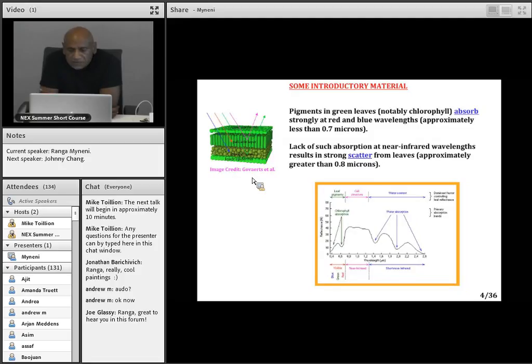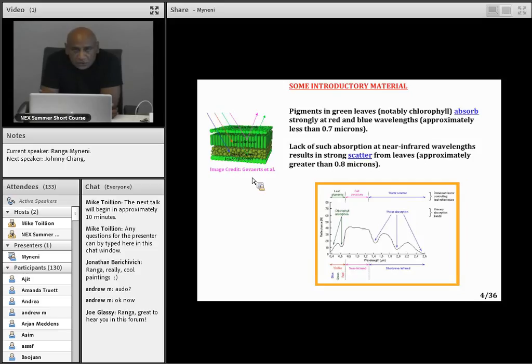So pigments in green leaves, notably chlorophyll, absorb strongly at red and blue wavelengths, approximately less than 0.7 microns, and at wavelengths longer than 0.8 microns, to about 0.8 to 1.1 microns or so, there is no such absorption. So there is considerable amount of radiation at those wavelengths exiting the leaf.